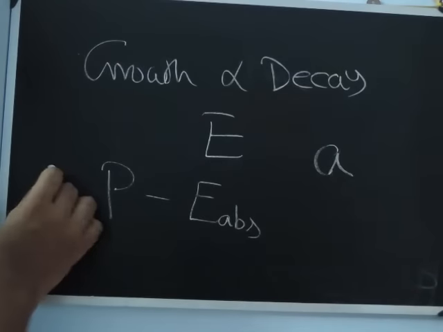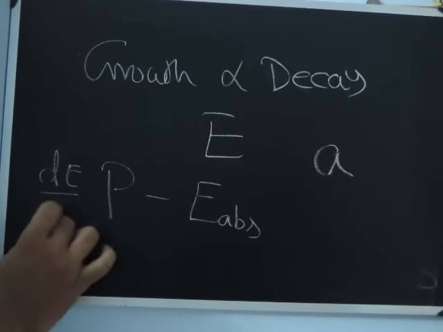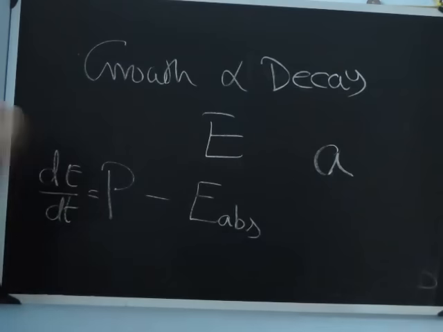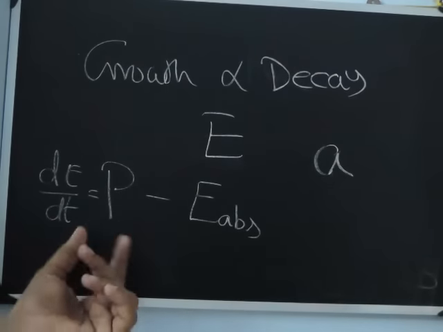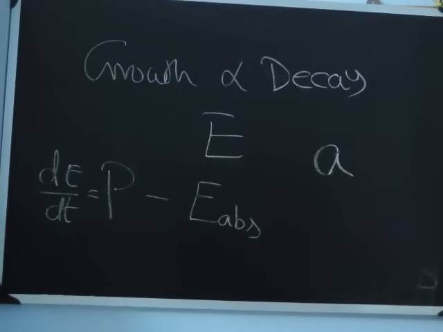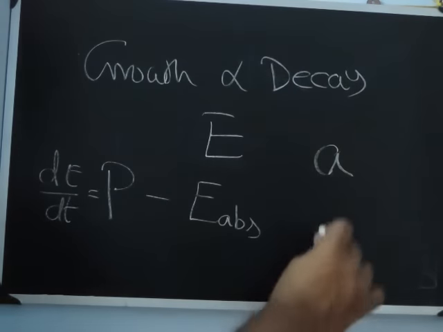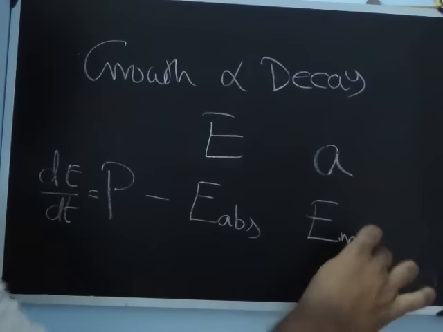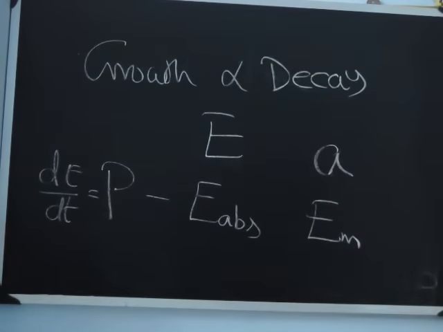So this will be equal to dE by dt. This is the rate of change of sound energy in the room. Let's consider it's growing, it's increasing. So that will be P minus the total energy absorbed. Similarly, from this equation we can get the decay. For a time the sound energy will increase. After that it will reach a saturation value, a maximum value. Let's call that EM, the maximum sound energy in the room.